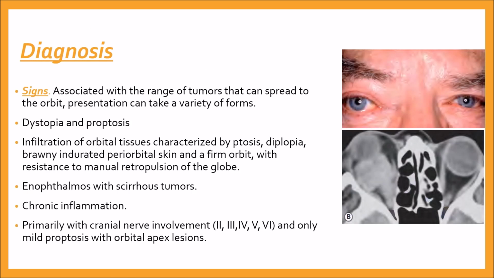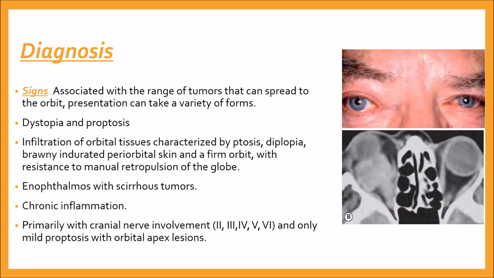Diagnosis is based on signs and investigations. Signs are associated with a range of tumors that can spread to the orbit. Presentation can take a variety of forms. Dystopia and proptosis are the most common features. Infiltration of the orbital tissue is characterized by ptosis, diplopia, brawny indurated periorbital skin, and a firm orbit with resistance to manual retropulsion of the globe.